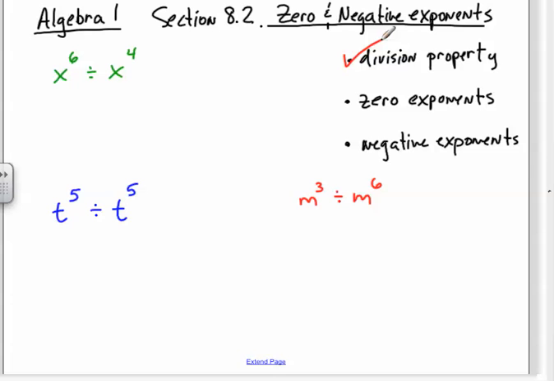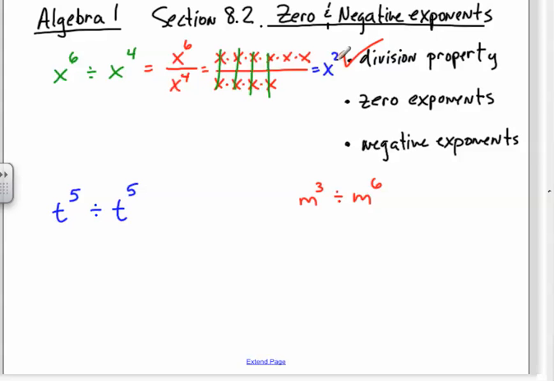I could tell you what to do with these things, but I want you to understand what's happening here. The division property: let's deal with x to the 6 divided by x to the 4th. You're going to remember that that's the same as x to the 6 over x to the 4th, because a division problem is a fraction. Now I'm going to write this out: x times x times x times x times x times x, over x times x times x times x. If I've got exponents on the top and bottom, I can cancel these things. Those cancel, and that's just 1. That cancels, that cancels, that cancels. And what I'm left with is x squared.